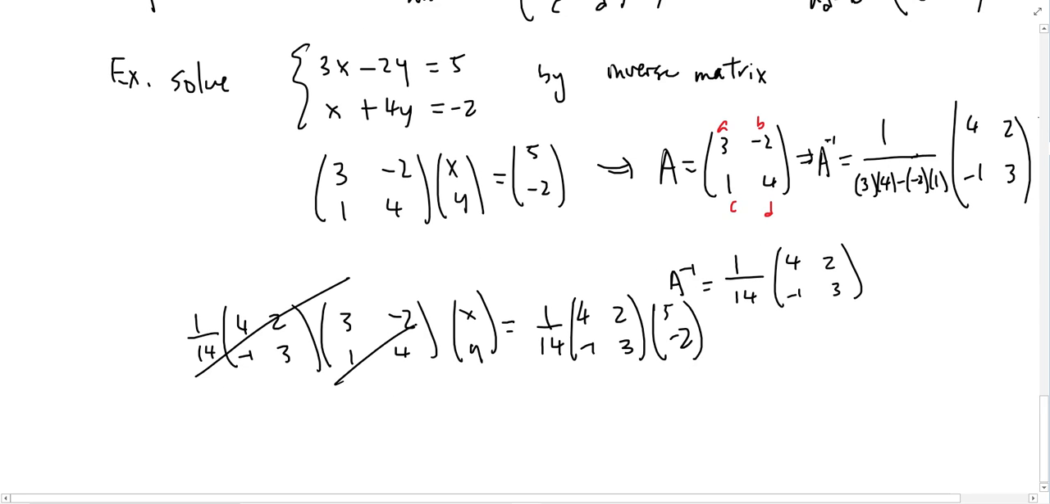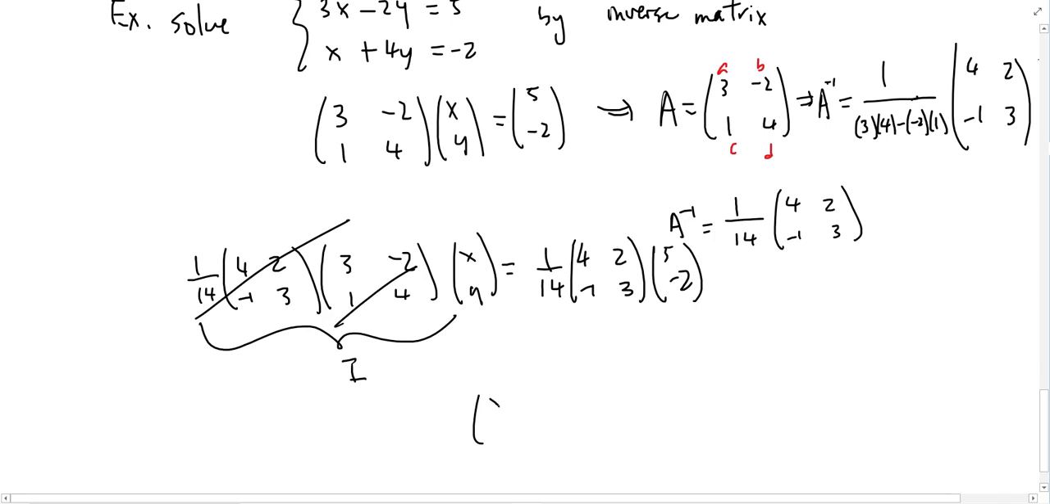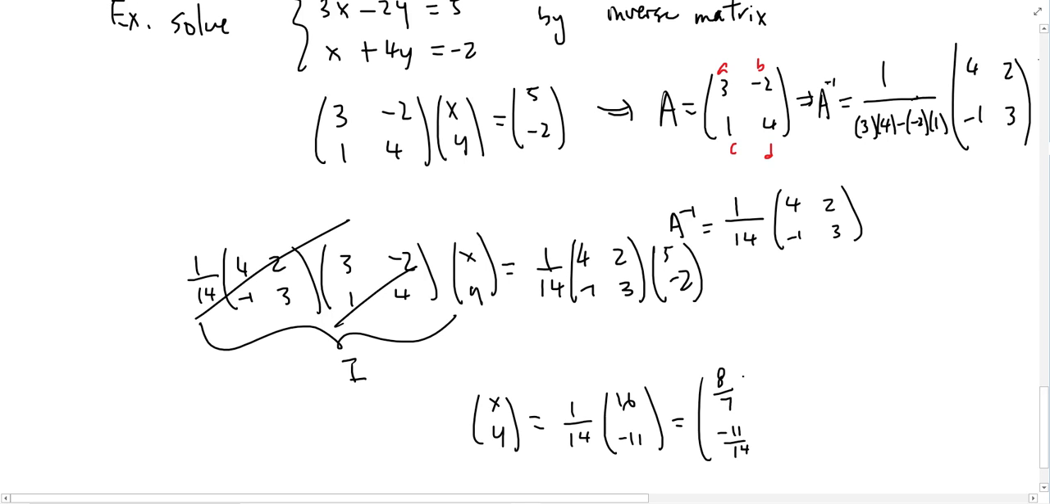Notice that these two things cancel out. Remember, these two come out to be the identity matrix. And when you multiply the identity matrix by xy, you simply get xy. So now all you have to do is multiply this thing together. I'm going to ask you to pause your video for a little bit, multiply them together, and then see the answer that you get. If you do it correctly, I believe this is what you get. So your answer is 8 over 7 and negative 11 over 7.